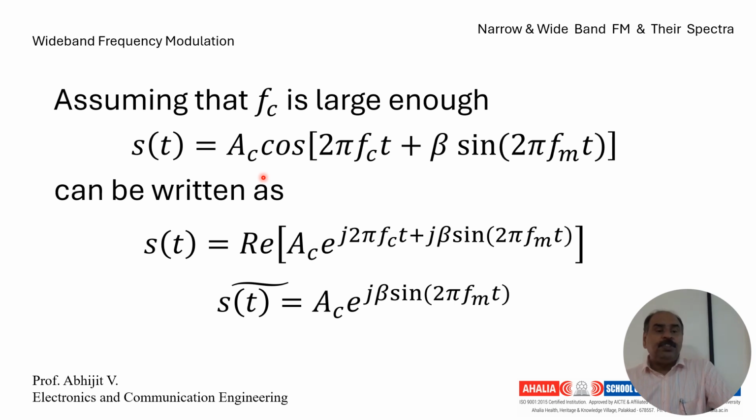Now considering a situation where fc is large enough, that is, we are going to study how wideband frequency modulation systems work. We have the same equation for the frequency modulated wave output. S of t is equal to Ac cos(2 pi fc t plus beta sin 2 pi fm t), the same equation as written before.